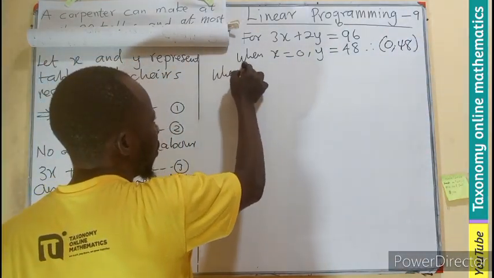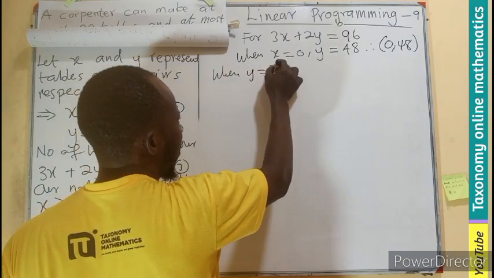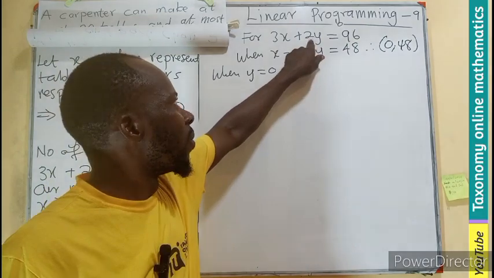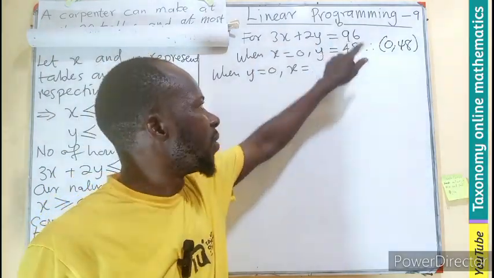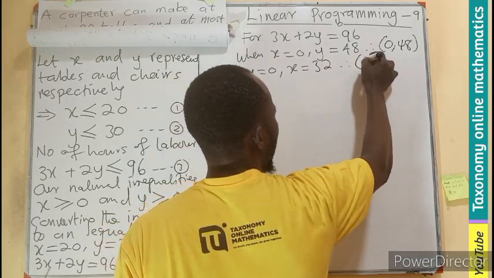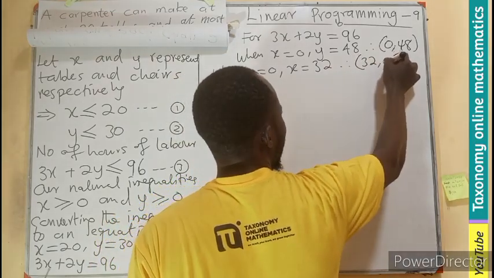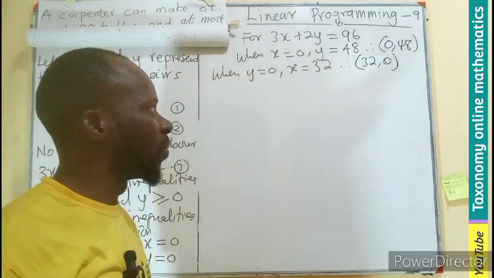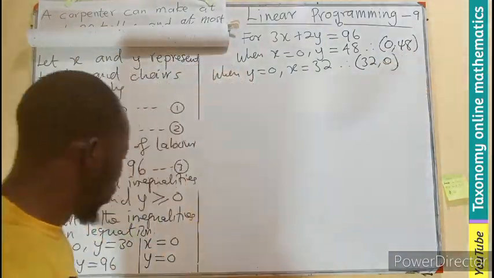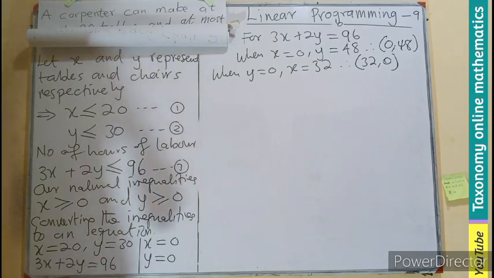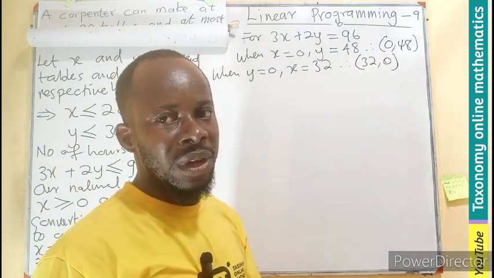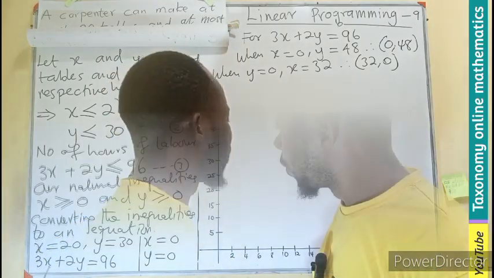Then, when y is 0, what will be the value of x? 3 will be dividing 96, so that will be 32. So therefore, 32 on the x-axis, 0 on the y-axis. So now we are going to plot the 6 points on the graph in order to find the values of the tables and the chairs.